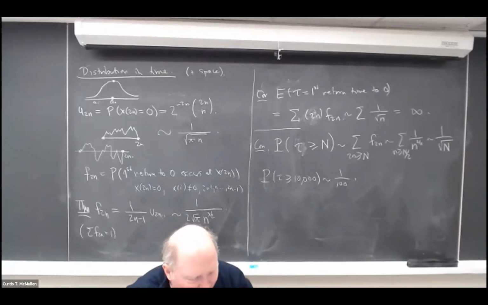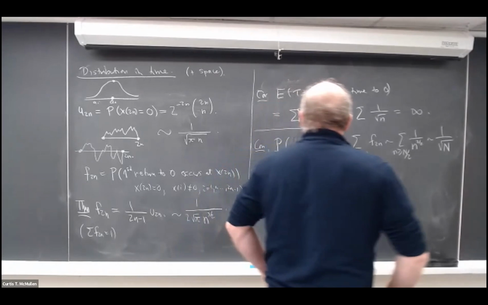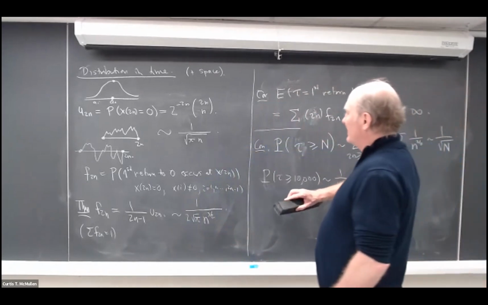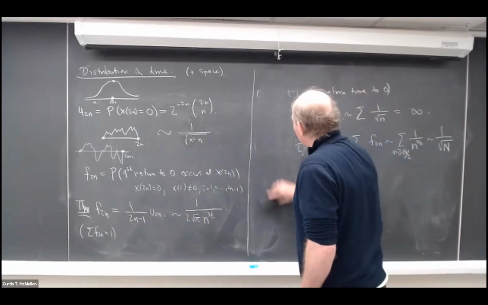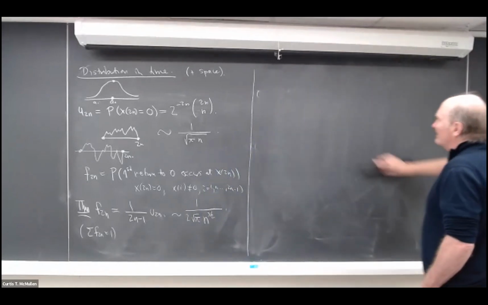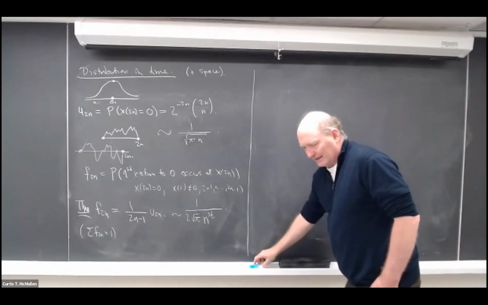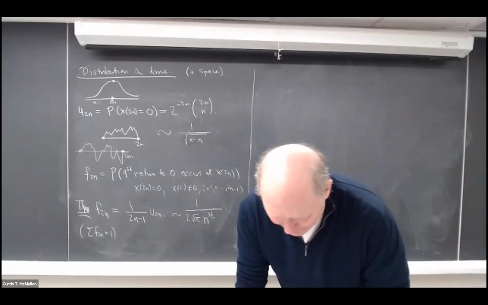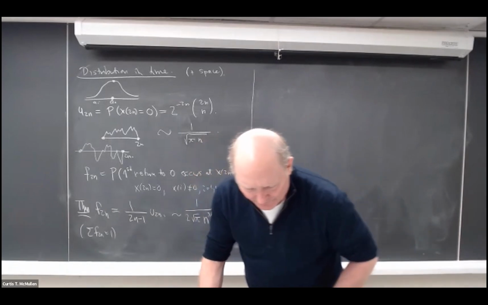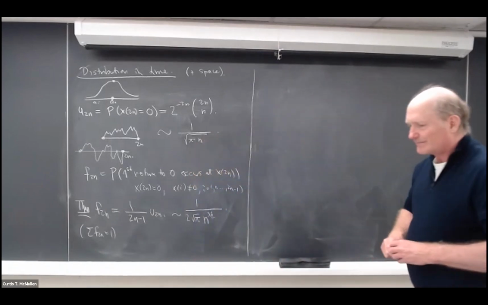Good, okay, so I want to now prove this theorem about the first return to 0. The proof will be an example of a general pattern that's used frequently in probability theory. It's called the reflection principle.